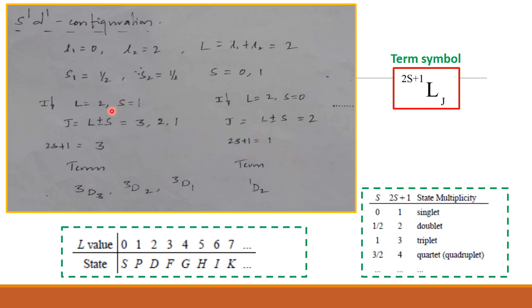Then L value is 2, so the state is D. The spin multiplicity is 3, 3 and 3, the state is D, D and D, and J values are 3, 2, 1. And another combination, L is equal to 2, S is equal to 0, so the J value, L plus S, is 2 plus 0 is 2. Here 2S plus 1, because S is equal to 0, we are getting a singlet, so the spin multiplicity is 1, and L is equal to 2 so the state is D and J value is only 2. So the terms are 3D3, 3D2, 3D1 and 1D2.